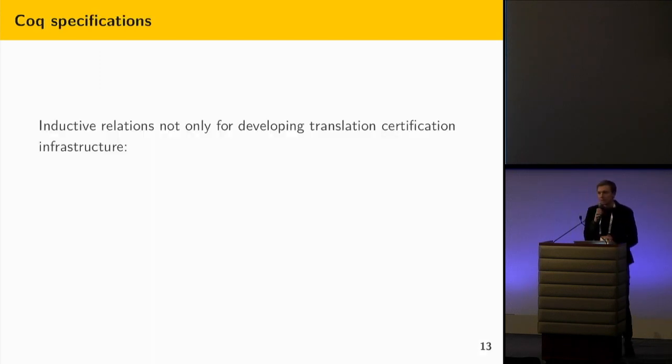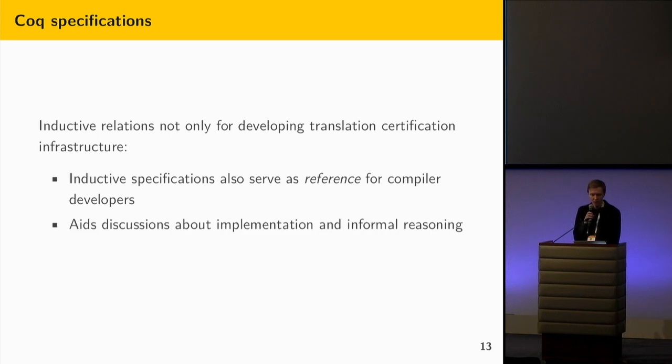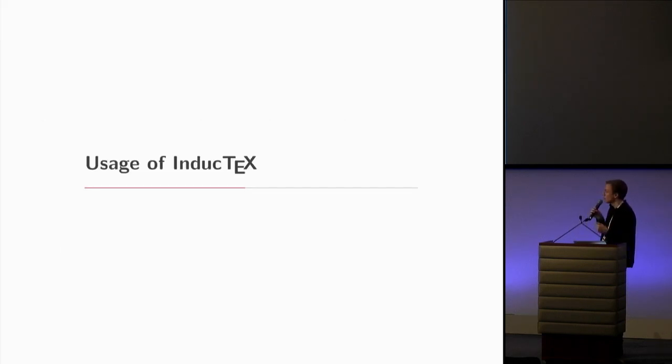One of the things that we noticed is we don't only want to use these inductive relations to build this certified compiler on top. We also see them as the actual specification for the implementation of the compiler. So we want to use these definitions as a reference for the compiler developers, which may help them in discussions about the implementation or any refactorings or just informal reasoning about how the compiler is supposed to work. But these compiler developers don't always know about Coq syntax, so this is where the original idea came from: I want to typeset all these relations as nice inference rules in LaTeX.